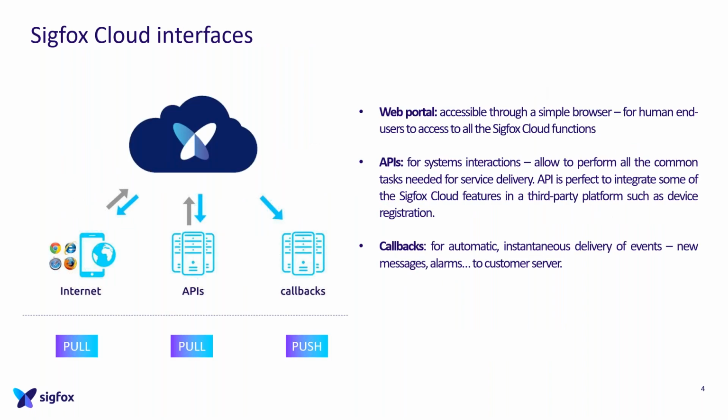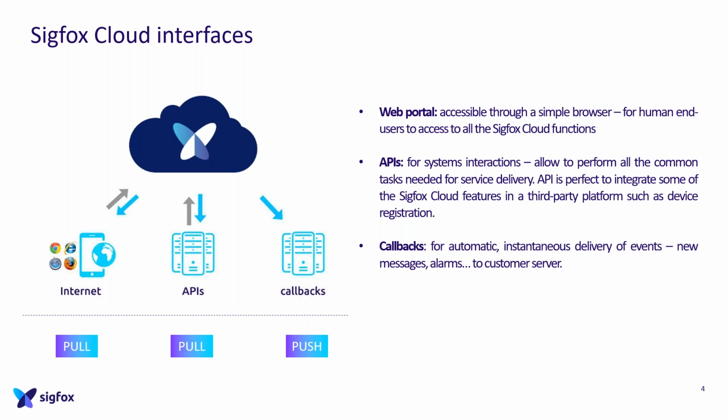So here we go. The three Sigfox cloud interfaces. The first one, maybe the most obvious one, is the web portal. It is accessible through any web browser on backend.sigfox.com. It is designed for any human to interact with the Sigfox cloud. Then the second one is through APIs. Almost any feature that is available in the Sigfox backend can be done programmatically with APIs. Those are perfect to integrate some of the Sigfox cloud features into third-party platforms.